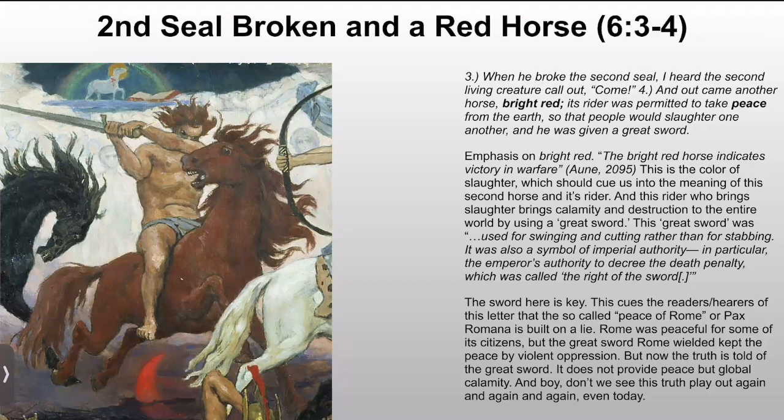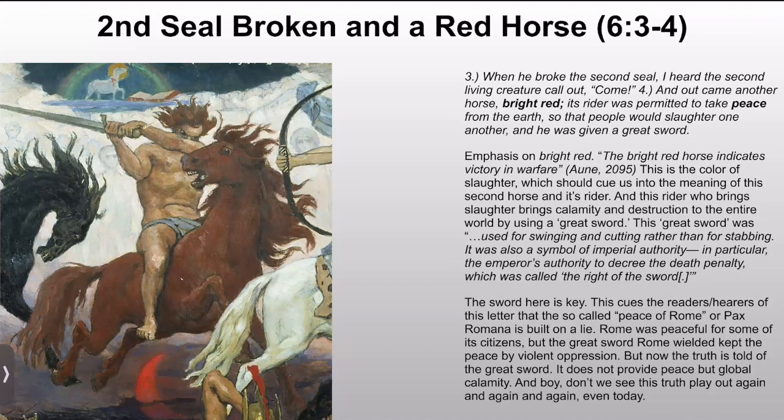But this is the color of slaughter, which should cue us into the meaning of this second horse and its rider. And this rider who brings slaughter brings calamity and destruction to the entire world by using a great sword. That's the important key here. This great sword was, quoting Brian Blunt here, forgot to put his name in, but that's who this is, used for swinging and cutting rather than for stabbing. It was also a symbol for imperial authority, in particular, the emperor's authority to decree the death penalty, which was called the right to the sword.